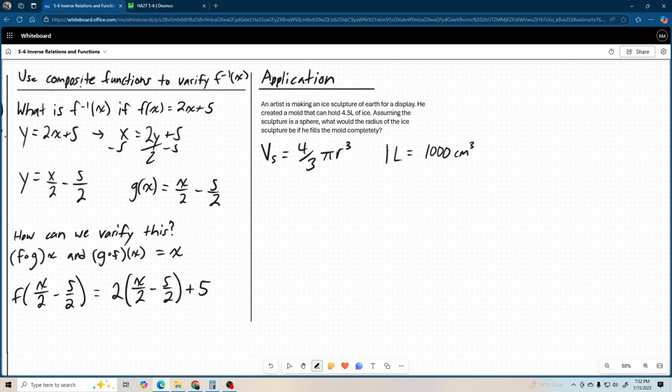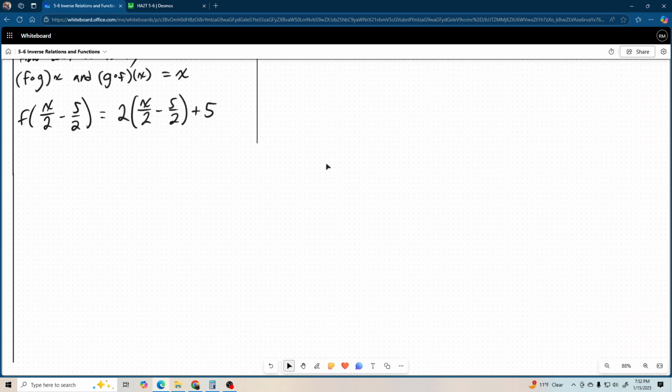All I did was take this entire part of the function for g of x and plug it in for the x of the other one, right? All right, so let's go and solve for this. First of all, I'm just going to multiply everything by 2, right? So we'll have 2x over 2 minus 10 over 2, and then all of this plus 5.